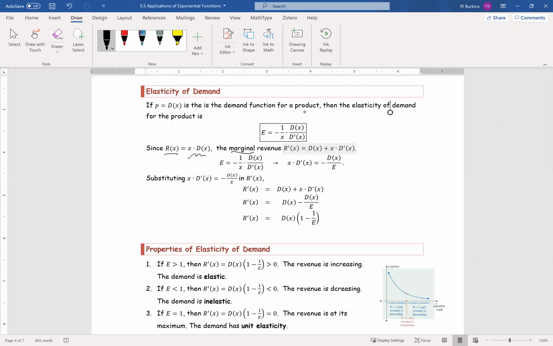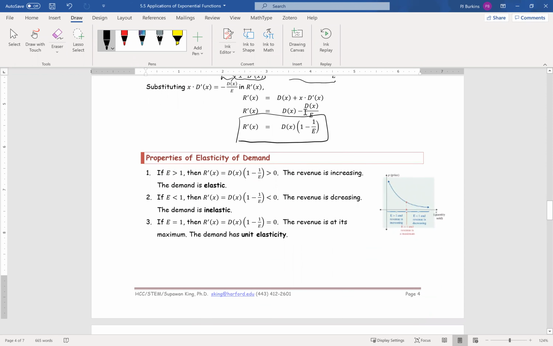And then using the relationship for E, we could solve this equation for x d prime, which basically just means switch it with that E there, which gives us this equation. We could then take that and substitute it into the revenue equation. And so we get an equation for the marginal revenue that looks like this in terms of the elasticity of demand. Now, why is that important?